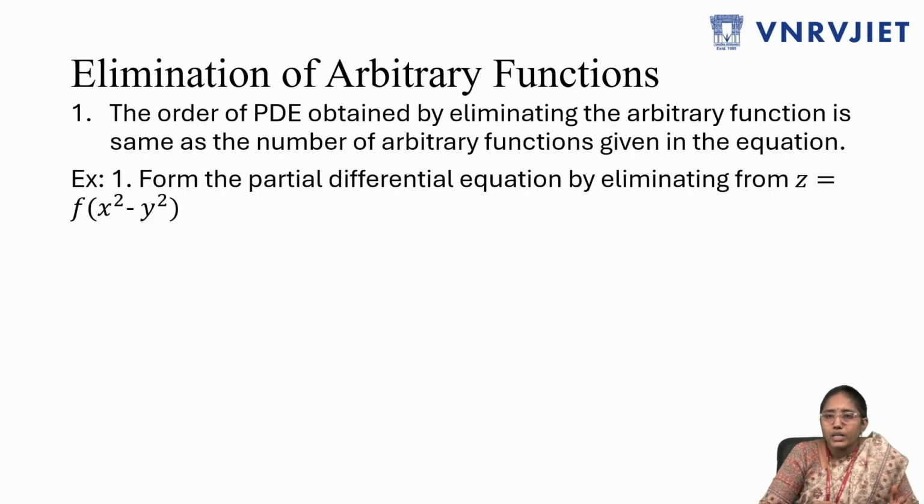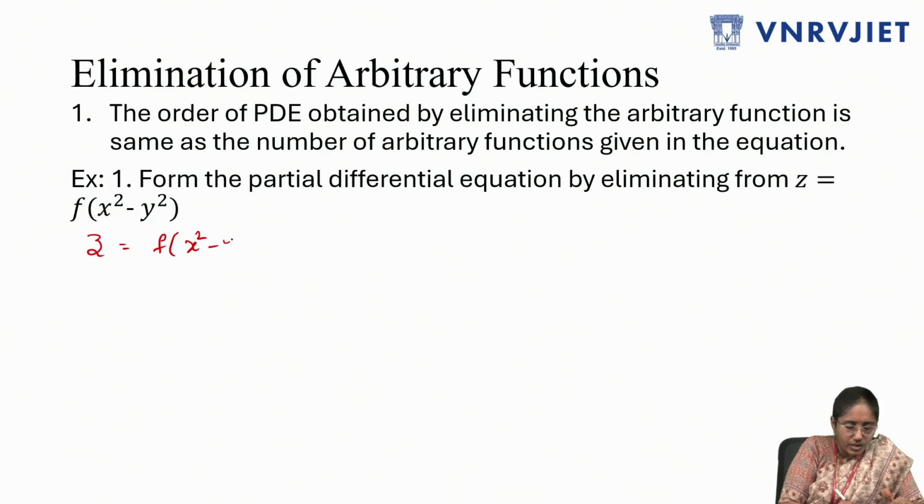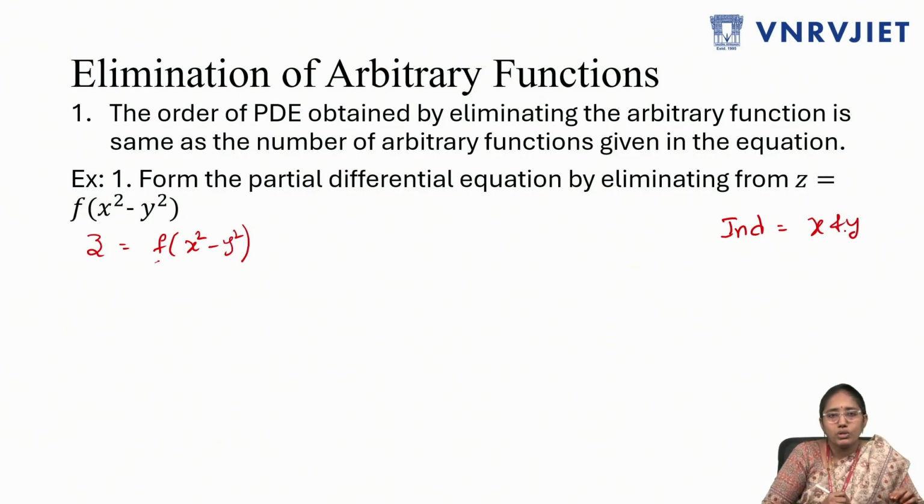Form the partial differential equation by eliminating f from z is equal to f of x square minus y square. Here we eliminate f by differentiating the given equation with respect to the independent variables. Here the independent variables are x and y. So differentiate the given equation with respect to x and y, one after the other, partially.